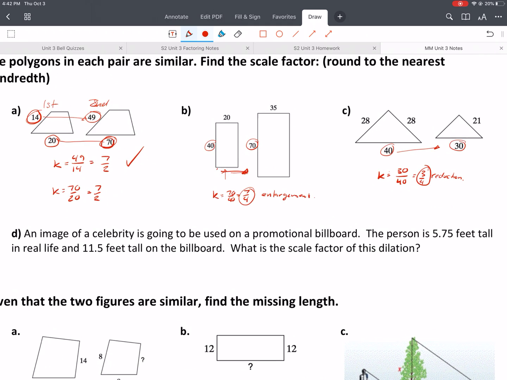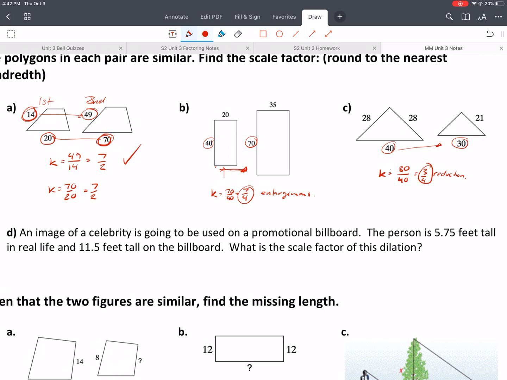All right? An image of this is what I kind of talked about before. An image of a celebrity is going to be on a promotional billboard. The person is 5.75 feet tall in real life and 11.5 feet tall on the billboard. What is the scale factor of this dilation? So again, we do second image, so 11.5 divided by 5.75, and that would end up giving us a scale factor of 2. Okay, if you multiply 5.75 by 2, you end up getting 11.5.